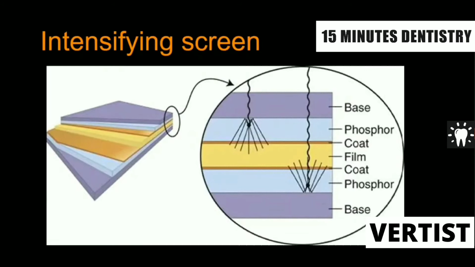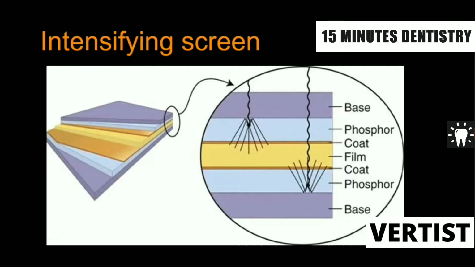Intensifying screens work on the principle of fluorescence, the fluorescent property of X-rays. That fluorescent property is always asked in your Viva: which property is used in the intensifying screen? The property used is the fluorescent property. That means the materials used as phosphor in the intensifying screen absorb the X-ray energy, which is in an invisible form.